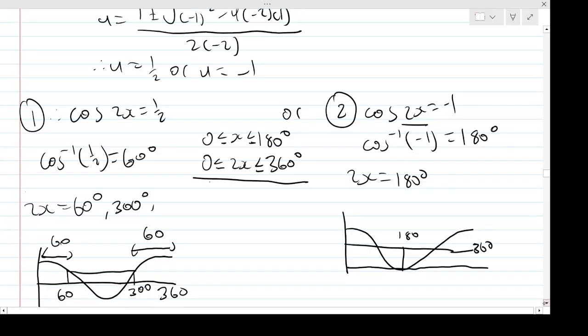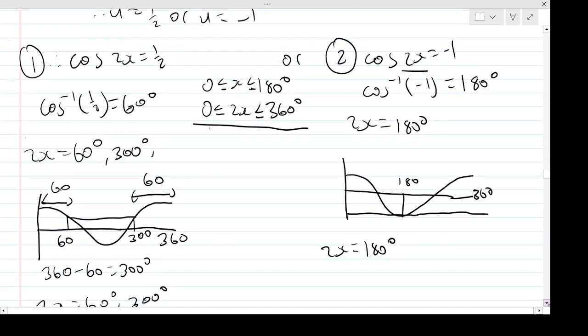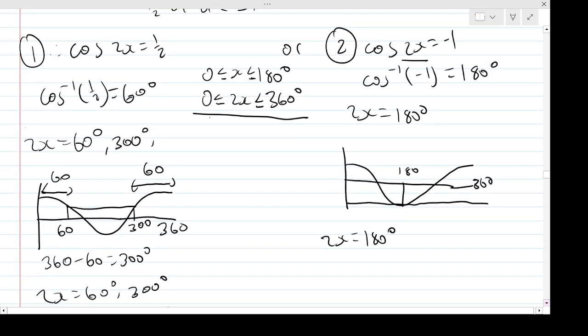Okay. So if 2x is 180, to get x from 2x, I need to divide by 2. So x is going to be 180 over 2, which would be 90. And that is my solution there, okay?